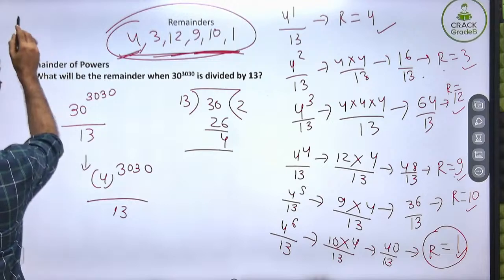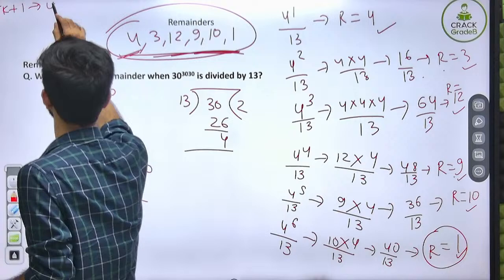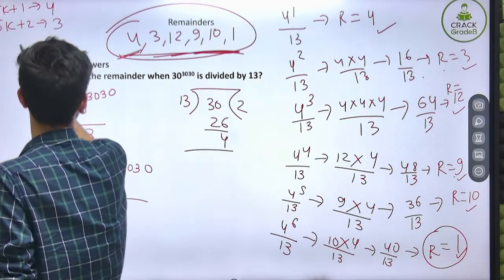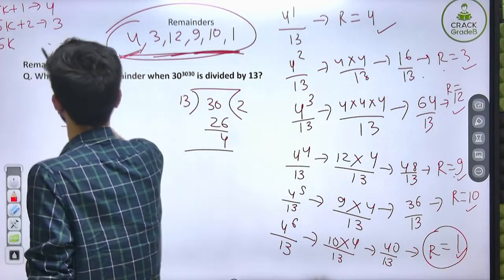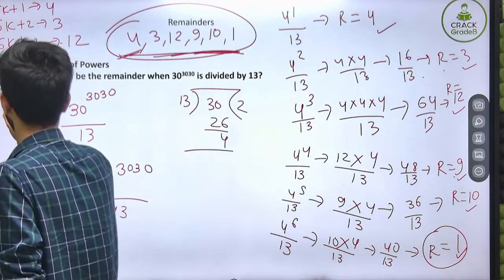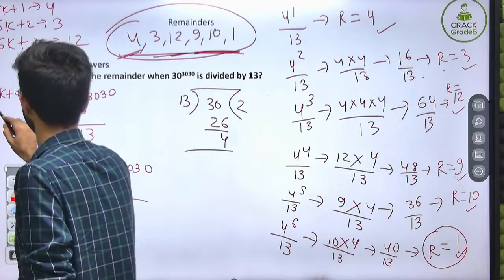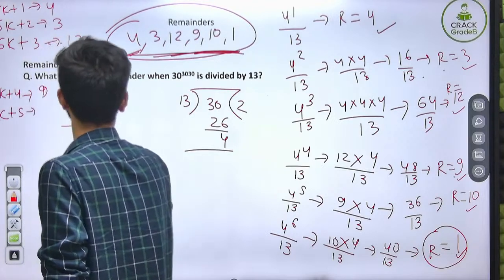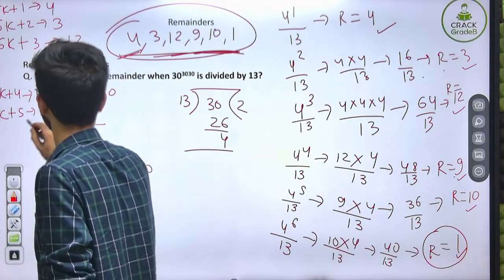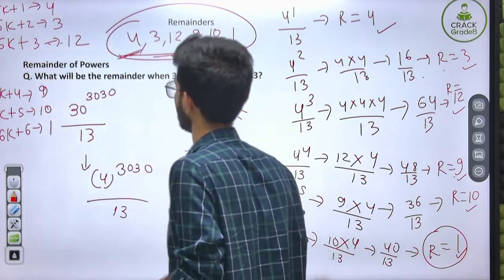So basically you can write 6k plus 1. When the power is 6k plus 1, the remainder is 4. When the power is 6k plus 2, the remainder is 3. When the power is 6k plus 3, the remainder is 12. When the power is 6k plus 4, the remainder is 9. When the power is 6k plus 5, then the remainder is simply 10. And when the power is 6k plus 6, the remainder is equal to 1.